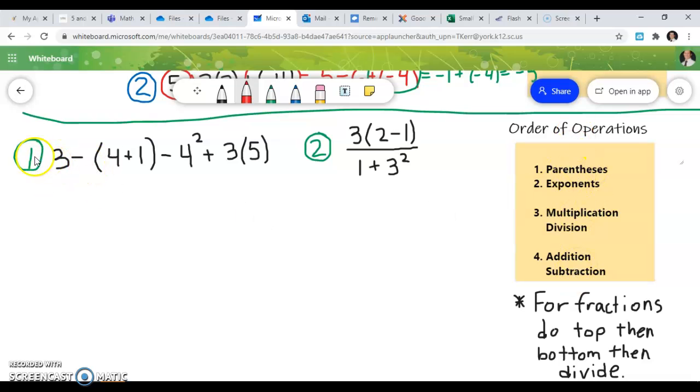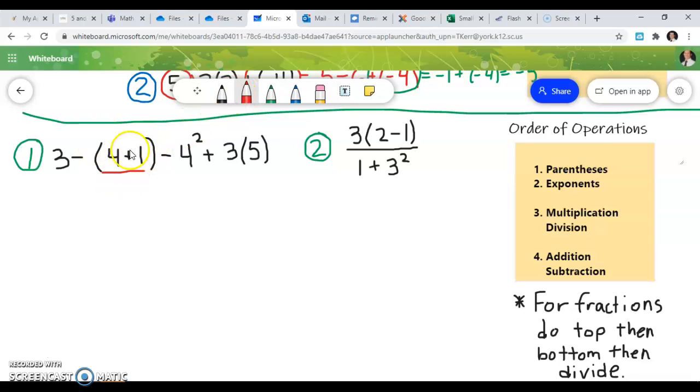So I'm going to do this first example, and I'm going to use this order of operations. So parentheses comes first, so I'm going to look for parentheses. Now this is a parentheses right here, but there's only one number in it. There's only a 5. So really this is 3 times 5. This wouldn't really qualify as parentheses. This would qualify as multiplication down here. So I'm going to save that for later. But this parentheses right here I need to do first.